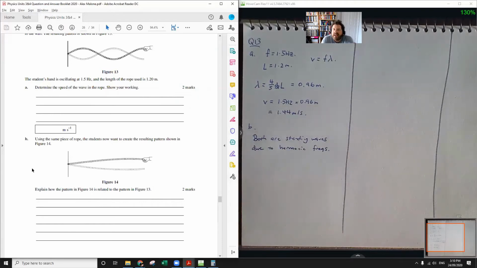So just make it clear that you know that these are standing waves and they're harmonics, which sort of makes the rest of your answer easier, because now you can just talk about the differences between them. Okay, so explain how the pattern is related to the pattern. So you probably want to say, what's the difference in frequencies?